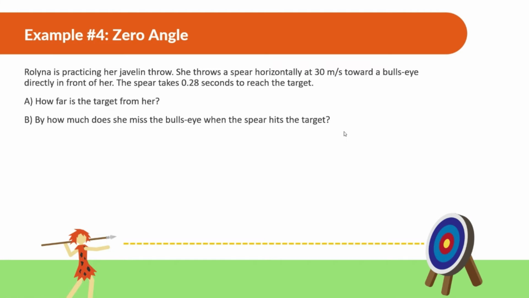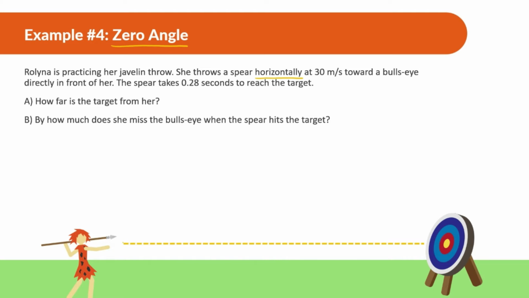All right, first question here. Rolyna is practicing her javelin throw. She throws a spear horizontally, keyword here. Horizontally kind of shows that this is a zero angle problem. At 30 meters per second towards a bullseye directly in front of her. The spear takes 0.28 seconds to reach the target. How far is the target from her?